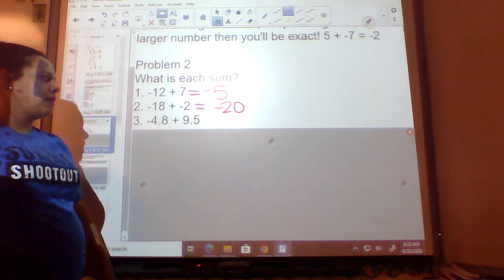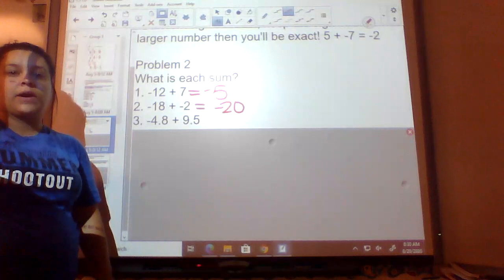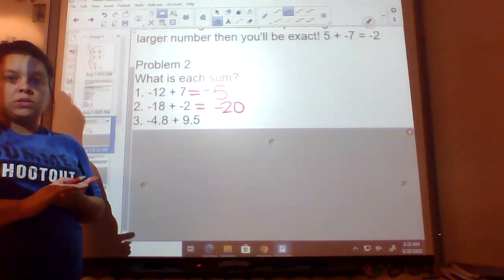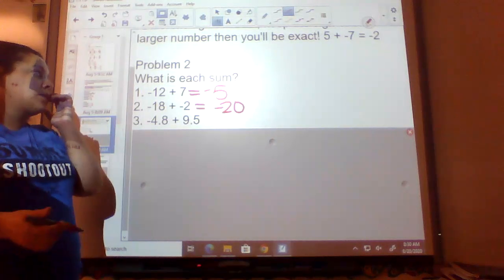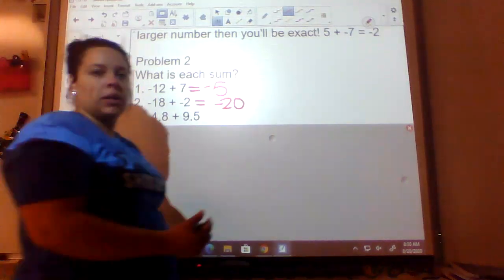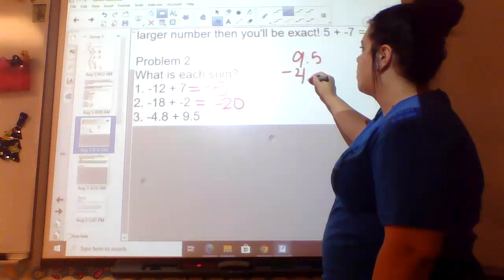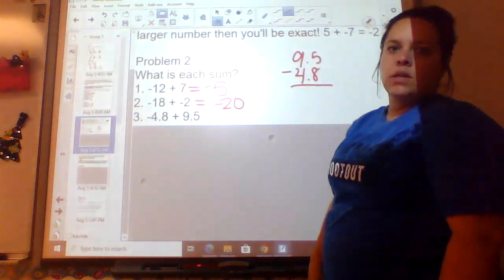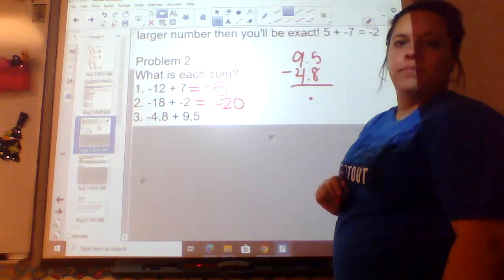Ooh, negative 4.8 plus 9.5. So here's one of those rational numbers that they're adding. They're decimals, okay? I don't want you to use your calculator. So they're different signs, which means I'm going to have to subtract them. So I'm going to go over here, and I'm going to take 9.5 minus 4.8. Okay, so that's like 95 minus 48. It's just got that decimal that we're going to have there, okay?